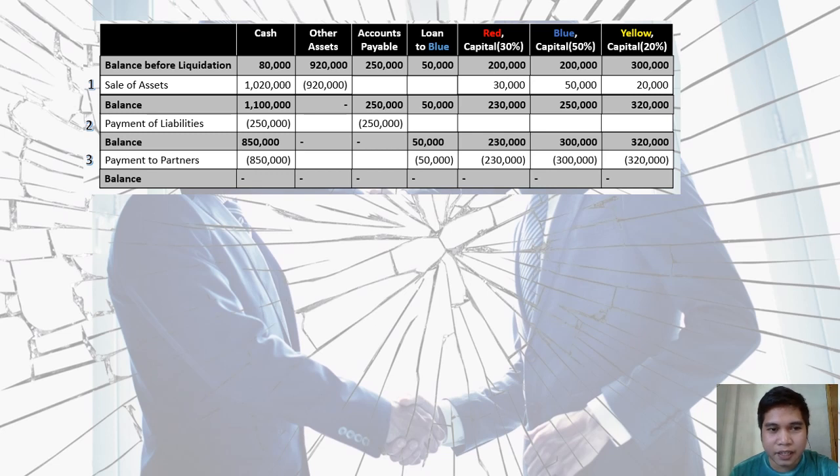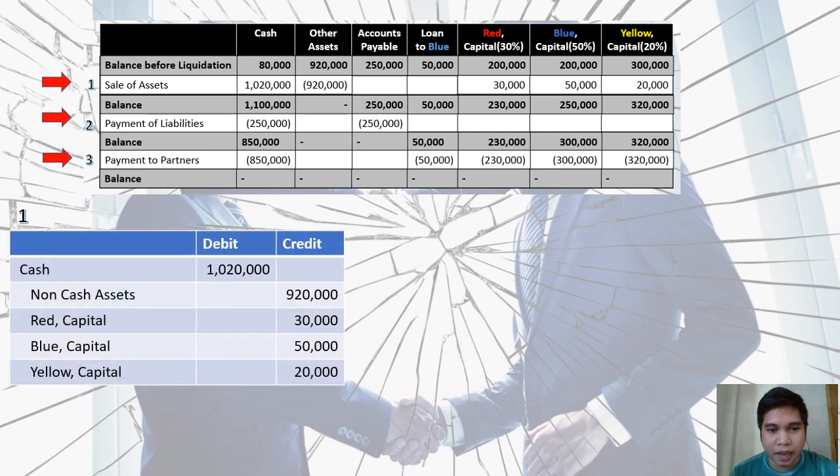Sa case natin kanina, meron tayong tatlo, di ba? We have the sale of assets, payment of liabilities, and payment to partners. So to journalize the transaction, this should be the entry. Yung sa number 1, we just need to debit cash 1,020,000 kasi ito yung cash received. Then credit tayo non-cash asset 920,000 pesos.